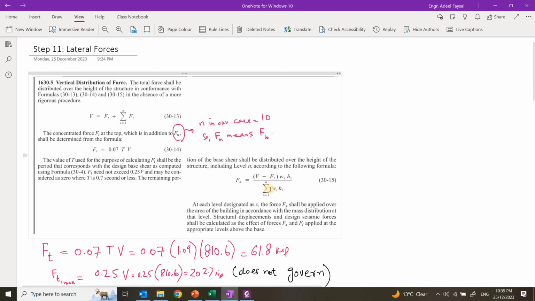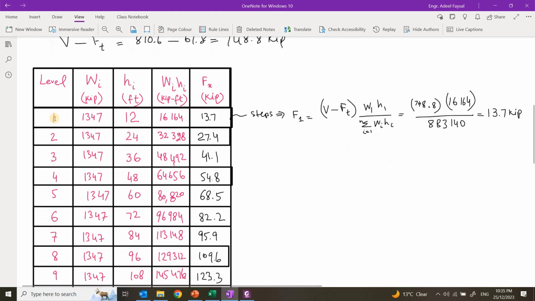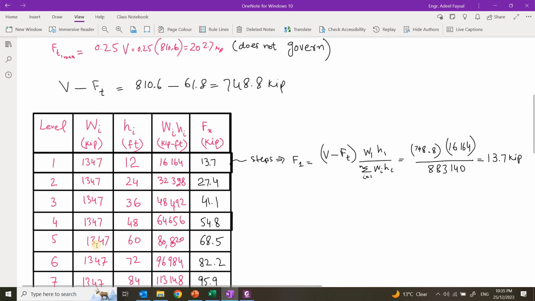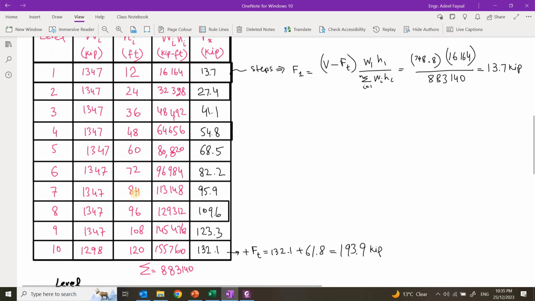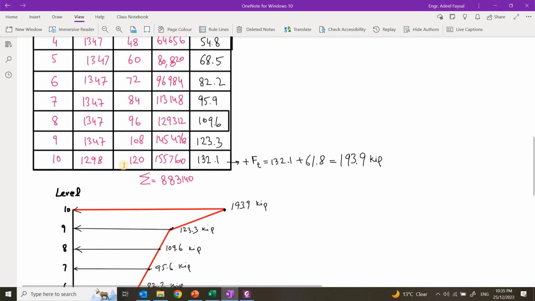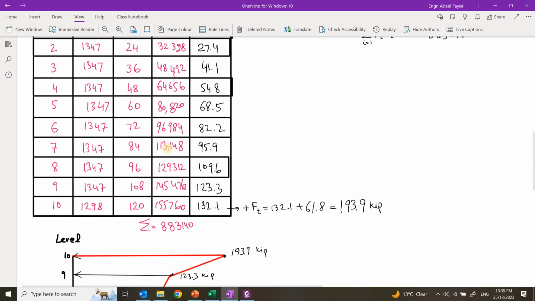the distribution looks like. So list down the levels, level 1 up to 10, and then write down the weight for each level, and then the elevation for each level. So 12, 24, 36, it means for each level it is the elevation from the base. It's not the story height. It's the elevation from the base, 12 up to 120 for the last one.